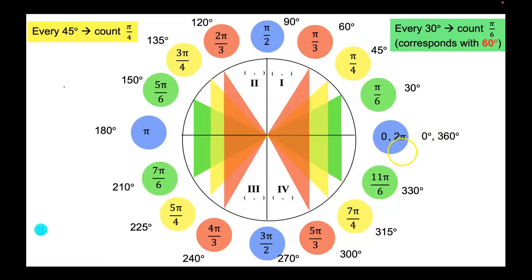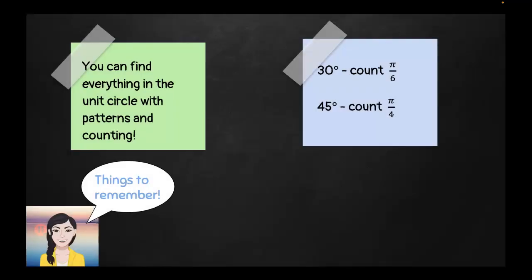And so now we've gone ahead and figured out all of our degrees, all of our radians, and all of our terminal points of the unit circle. So now here are some things for you to remember. You can always find everything on your unit circle with patterns and with counting. So with the degrees and now with the radians, as well as our terminal points. And every 30 degrees, you're going to count up by 1/6 and simplify your fractions as you go. And then with the 45 degrees, you're going to count up by 1/4.